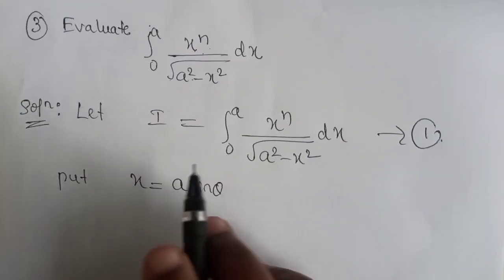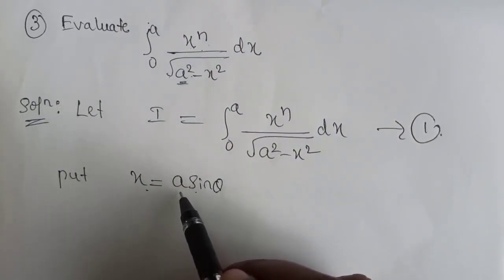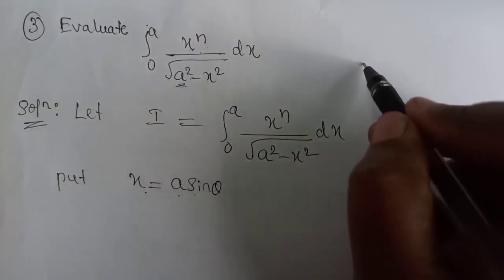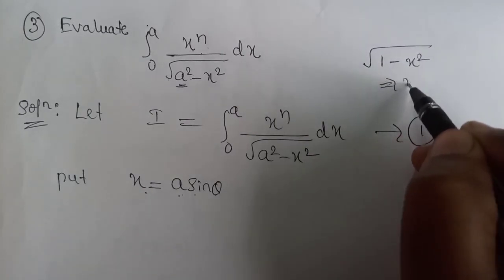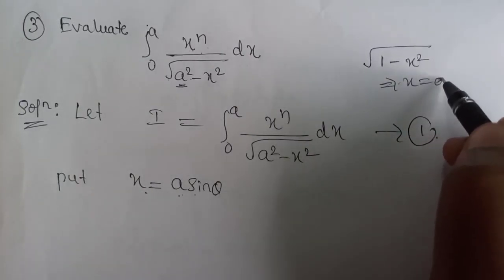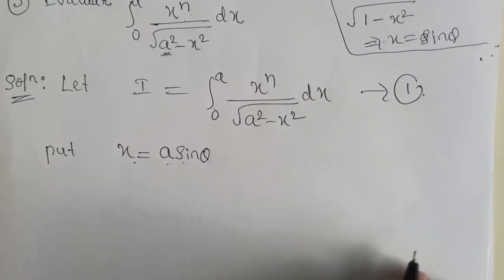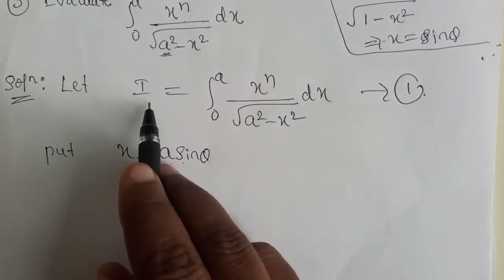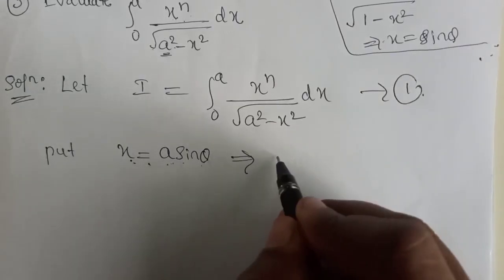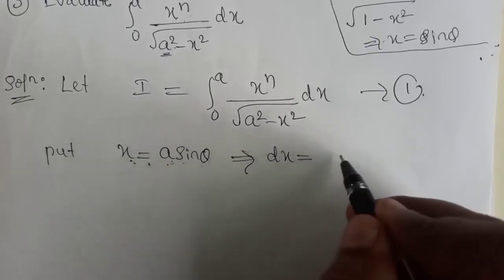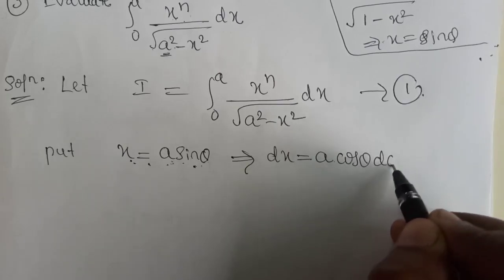Here we substitute x equals a sin theta. If it is a, then we have to substitute x equals a sin theta. For example, if in the denominator we have 1 minus x square, we substitute x equals just sin theta. Okay, you will come to know this later. So here we substitute x equals a sin theta, then differentiating, dx equals a is constant, sin theta differentiation is cos theta into d theta.